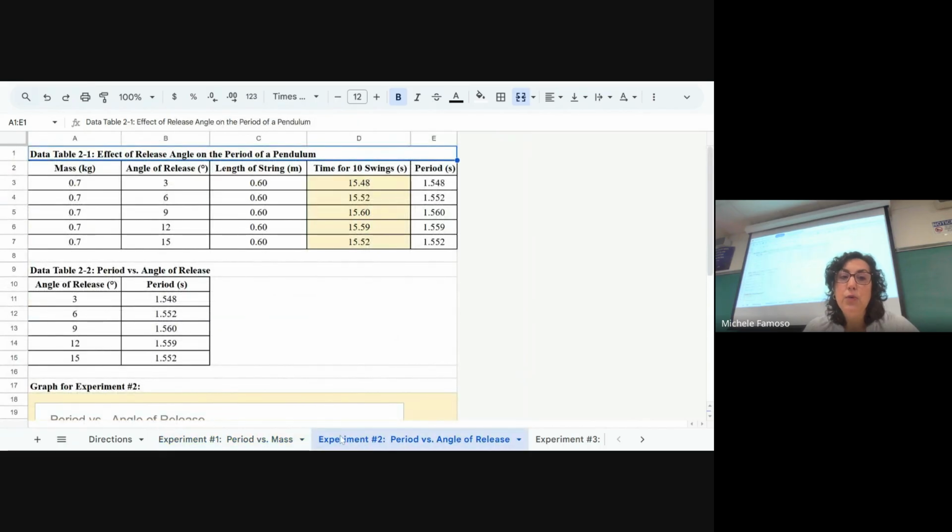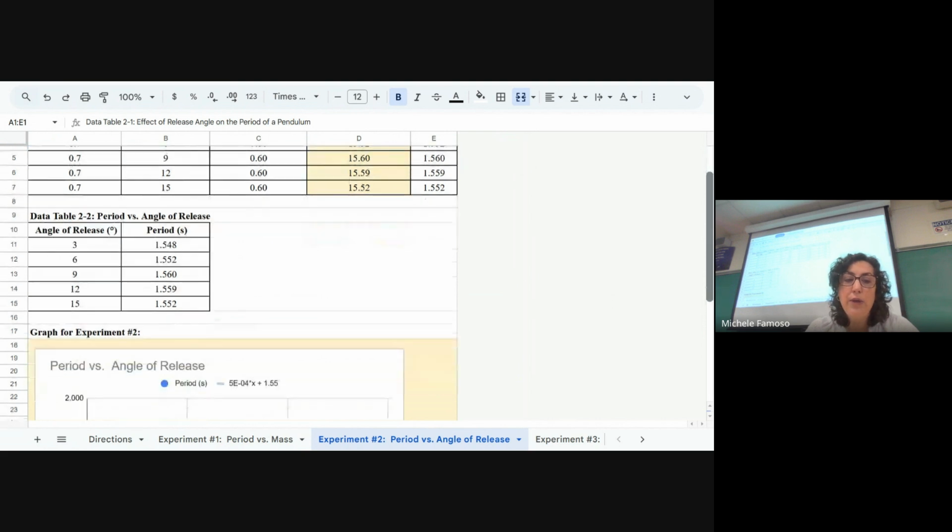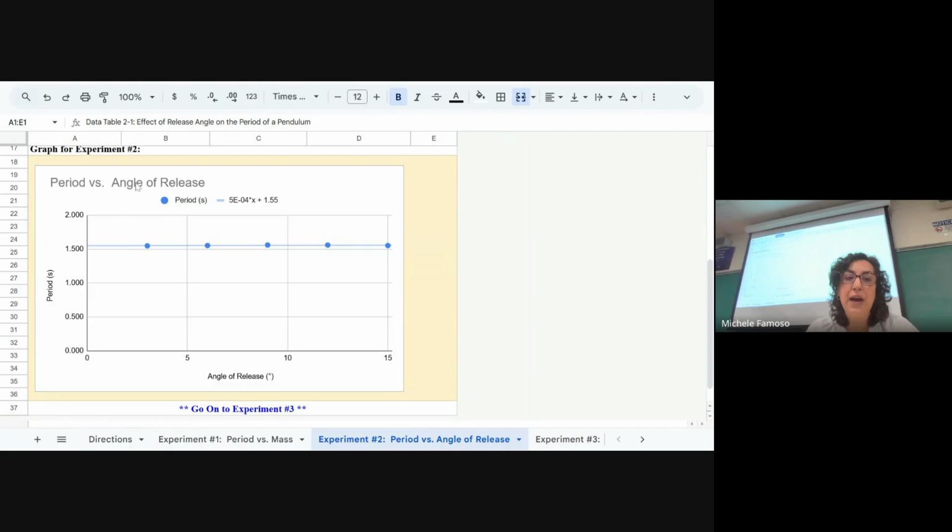Experiment 2, we built these 5 pendulums, but instead of changing the mass, now we changed what angle we were pulling it back from. And then we measured the time for 10 swings. The Google Sheet calculated the periods for us. We then made our graph, where again, we modified the title to remove the units from the title. We added the 0 on the horizontal axis, so that way we have a vertical grid line there. We added our trend line and the equation for the trend line. Again, the graph looks like a horizontal line, if you've done it right.